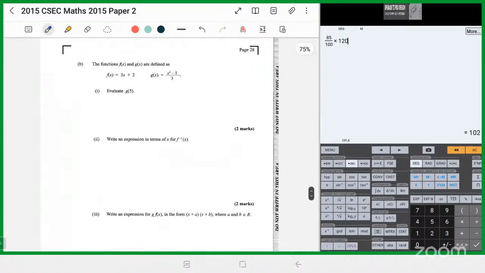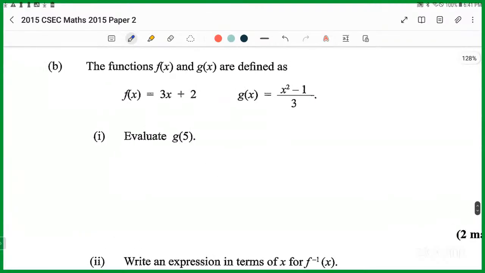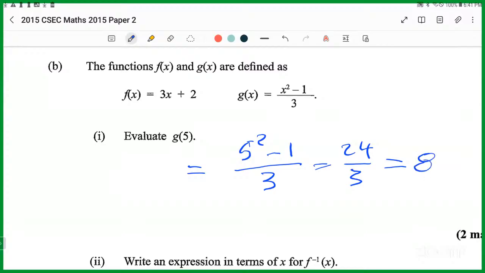Alright, functions now. I don't think I need a calculator for this. Here we're given these two functions, f and g. First part wants g of 5, no problem. Put 5 in the g function to get g of 5. This simply works out to be 5 squared, that's where the x was, minus this 1, put that over 3. So 5 squared is 25, 25 minus 1 is 24, over 3. 24 divided by 3 is 8, that's it.